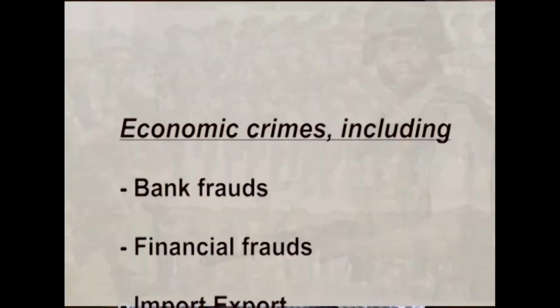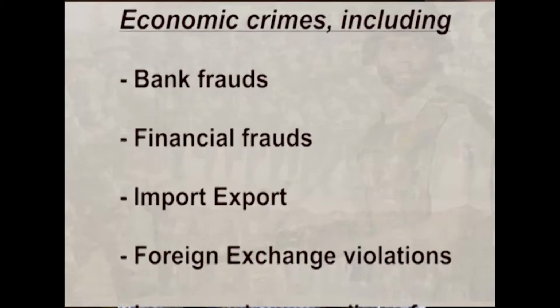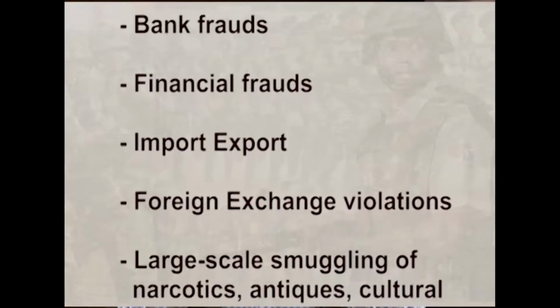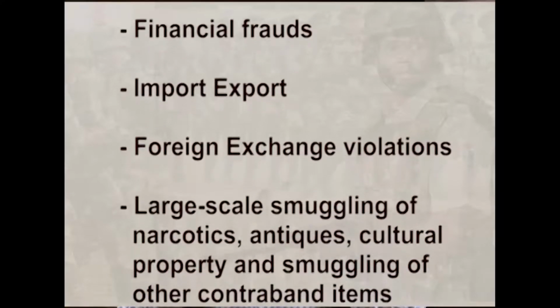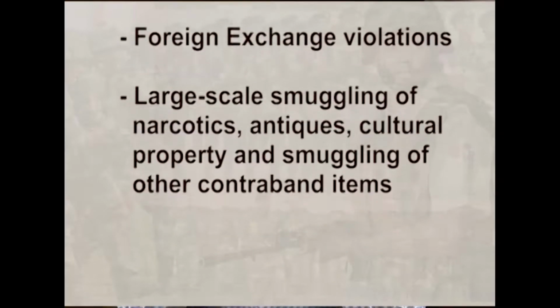CBI derives its legal power to investigate crime from the DSPE Act of 1946. Criminal cases which are being handled by the CBI are cases of corruption and fraud committed by the public servants of all central government departments, central public sector undertakings and central financial institutions. Economic crimes including bank frauds, financial frauds, import, export and foreign exchange violation, large-scale smuggling of narcotics, antiquities, cultural properties and smuggling of other contraband items.